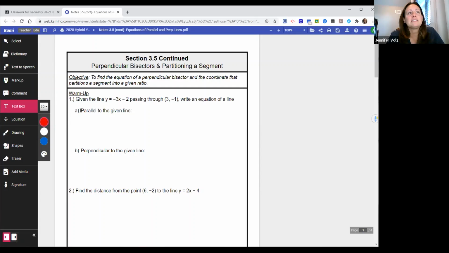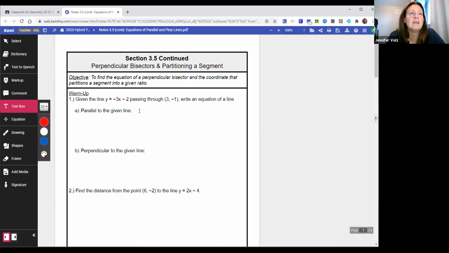What this really means is we want to write the equation of a line that is parallel to this line and passes through this point. It's kind of misworded, honestly, and I didn't catch that till just now. It should really say, given this line, write an equation of a line passing through 3, -1 that is parallel to the given line.